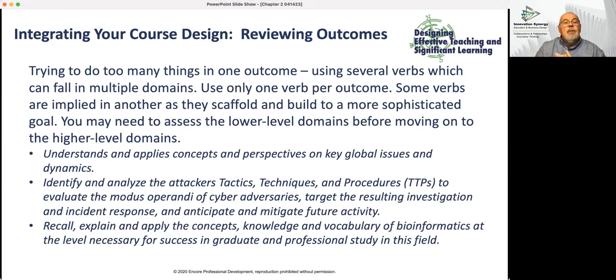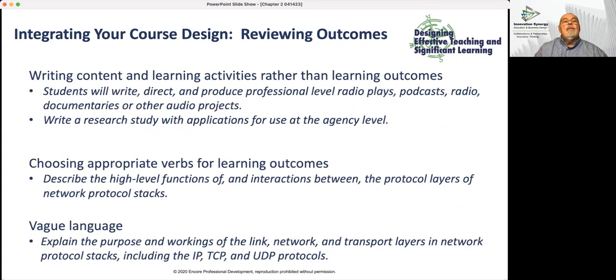And then finally, we have someone that used three. They're going to recall, they're going to explain, and they're going to apply the concepts, knowledge, and vocabulary. A lot going on there too. And for a student, how do you know that you got them all? And as a faculty designer or instructional designer, how are you going to make sure that you have assessed for all of those pieces?